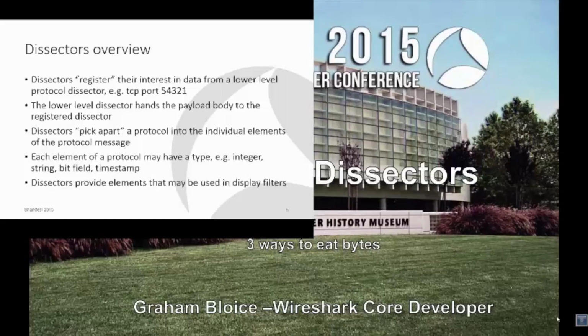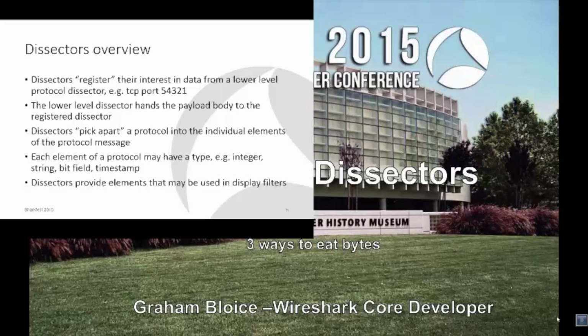So whichever way the TCP dissector, for instance, decides, okay, we've got a dissector that can handle this data, it will hand off the payload body. You'll get a buffer of data that's the payload body with all the TCP, IP, Ethernet stuff stripped off. You just get the data body. And a dissector then has to pick apart those bytes in the body depending on what the actual elements of the protocol message mean.